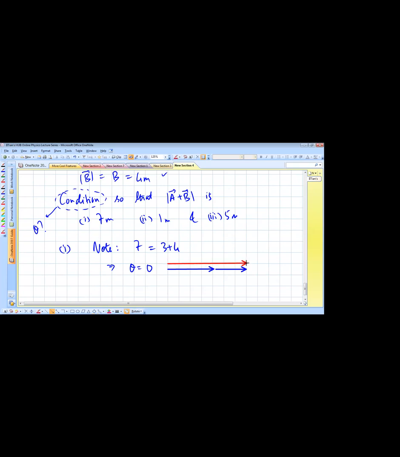The only way 3 and 4 can give you a resultant of 7 is if they are parallel to each other or they are just one after the other. Any other angle involved here, that would not be possible. Any other angle, that resultant would become, okay, my diagram is wrong, 4 should be longer, but don't worry about that.